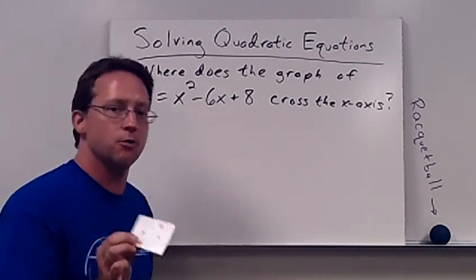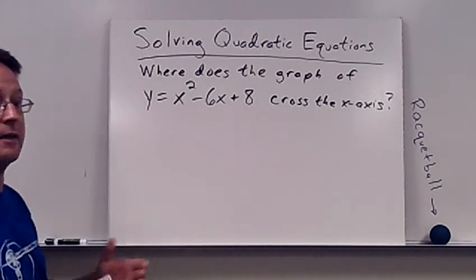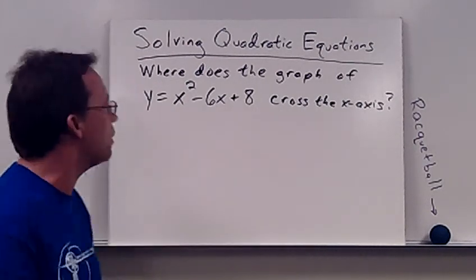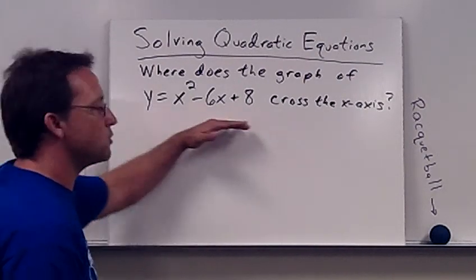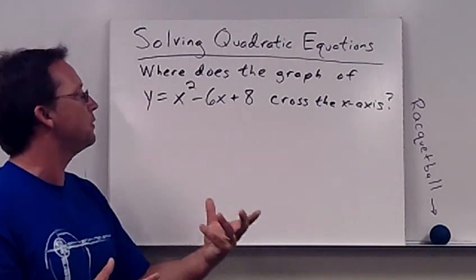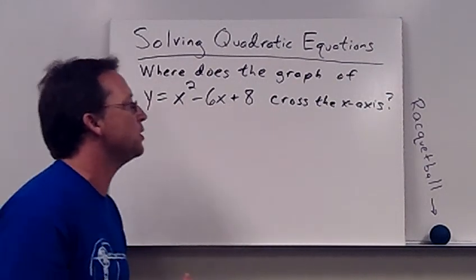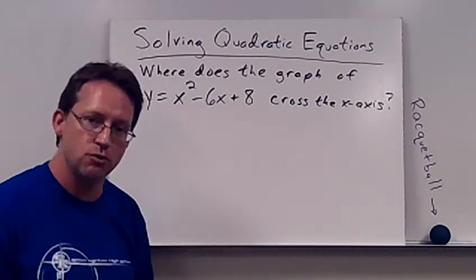So here in video number 2, I'm going to start us with a problem that kind of calls back to what we did in the intro video a little bit. We have an equation here, y equals x squared minus 6x plus 8. And the question is, where does this graph of y equals x squared minus 6x plus 8 cross the x-axis? In other words, we're looking for an x-intercept.